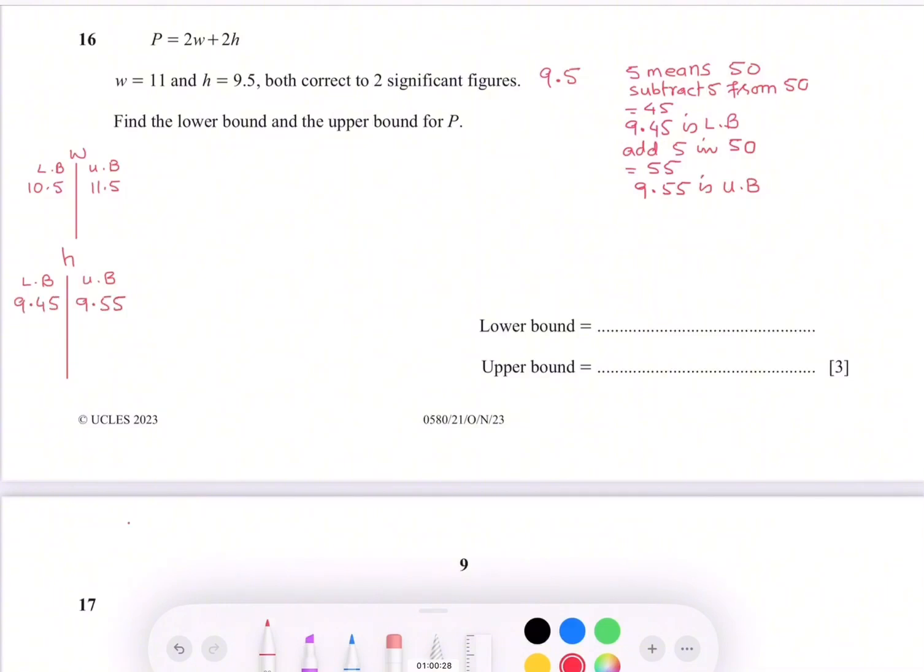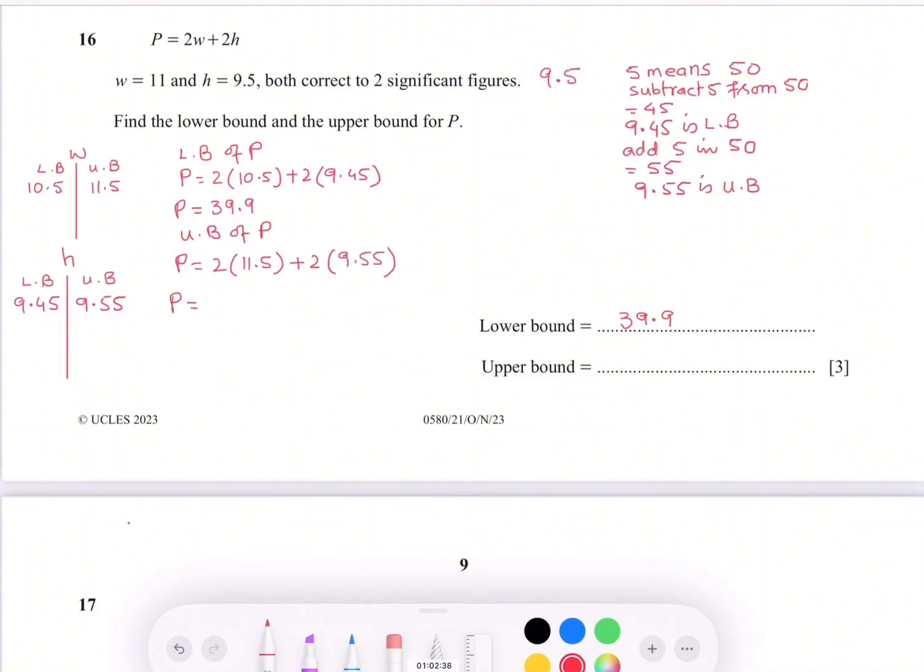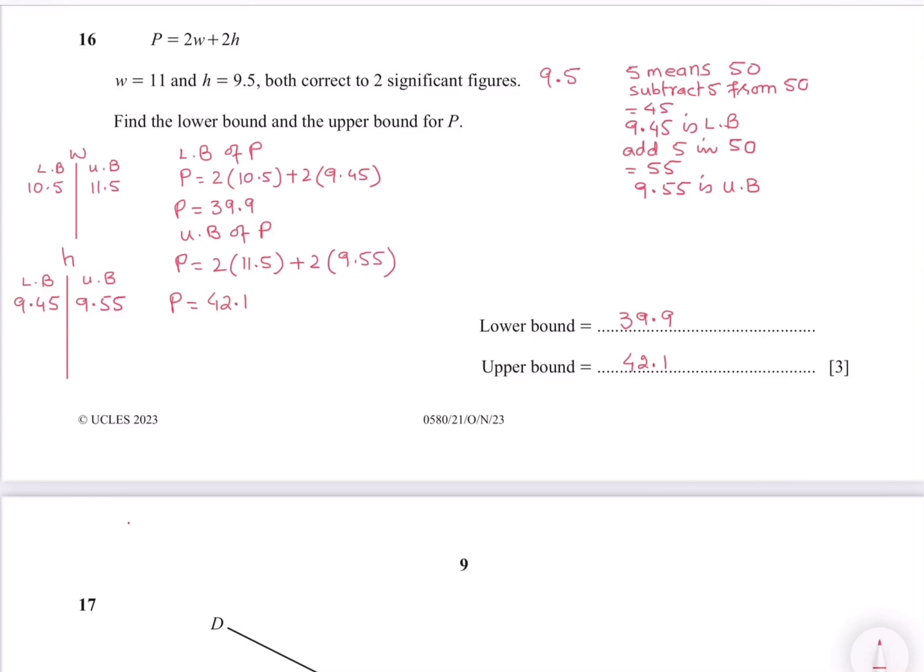Now find the lower bound and upper bound for P. So you use these values in the given equation. For the lower bound of P, you use the lower bound of W and the lower bound of H, and solve it. This is your lower bound. For the upper bound, you use the upper bound values of W and H and solve it. So you get the upper bound value.